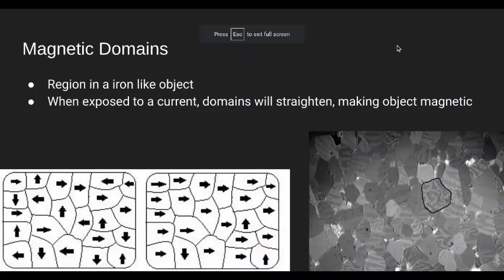So, magnetic domains. Domains are like a region inside of an iron-like object. When exposed to a current, the domains will straighten, making an object more magnetic. So, like a piece of iron, right? They have these little indentions on the insides, and each one has been assigned a specific pole, so it's a north or a south pole. When exposed to a current, those poles will go from pointing every different direction to straightening out, making north go one way and south point the other, therefore magnetizing the piece of iron.